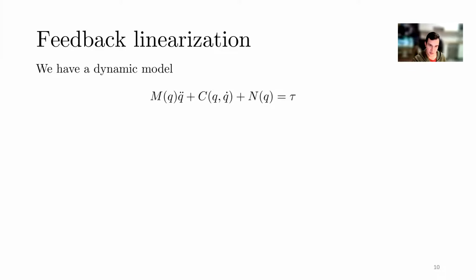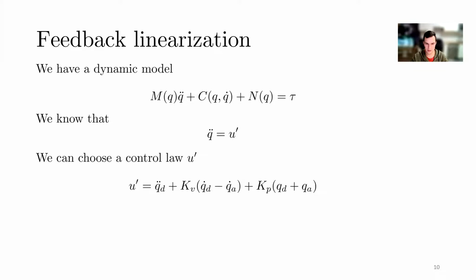So we can derive this equation of motion for the dynamic model. We know that the Q double dot equals the control law, and we can set this kind of control law. So here QA stands for the actual position, QD for the desired position. Those are velocities, and this is acceleration, and KV and KP are just coefficients of our controller.